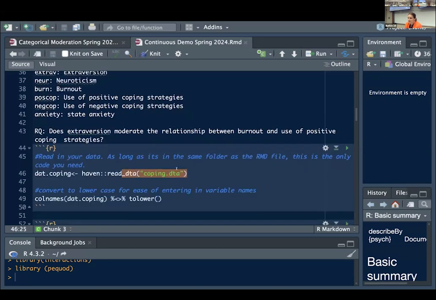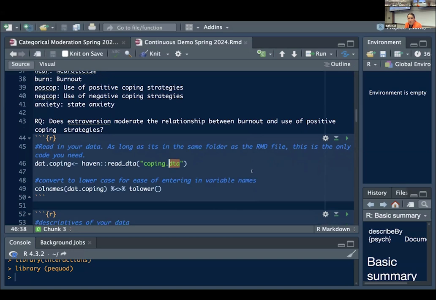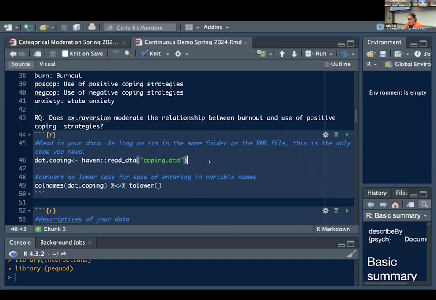I'm reading in the data. Notice it says DTA. You see that? It's just a different format of data file than what you're used to. So I'm using the haven package and the function read_dta. Fun fact, you can read almost any type of data into R. So if you have an SPSS file, you can read it into R, right? If you have a DTA file, you can read it into R. You can read anything into R, okay? If it's not working, it means you probably don't have haven. So install haven real quick.